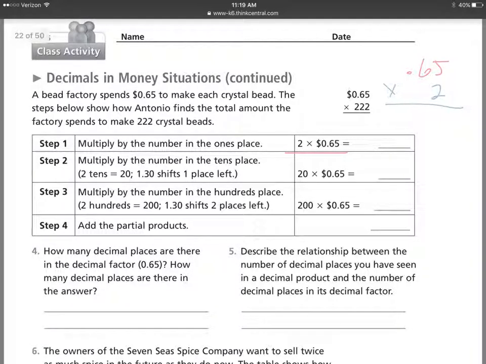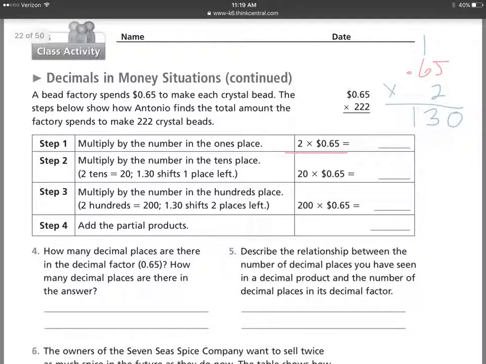So we do 2 times 5, which is 10, and we would bring the 0 down and carry the 1. And then 6 times 2, which is 12, plus 1, which is 13. So we have 130. And now we need to go back up and look at the factor that has the decimal in it, and find out how many digits are behind the decimal. So in this factor, we have 1, 2 numbers that are behind the decimal.